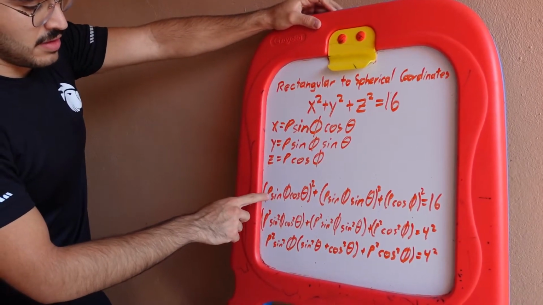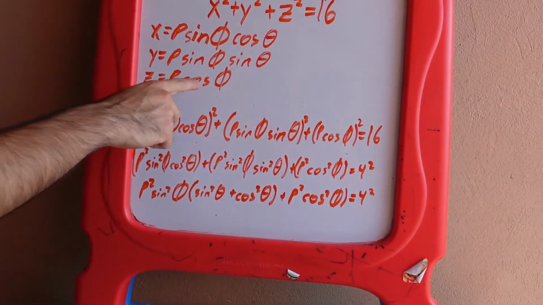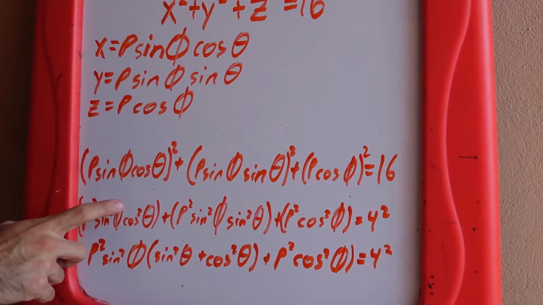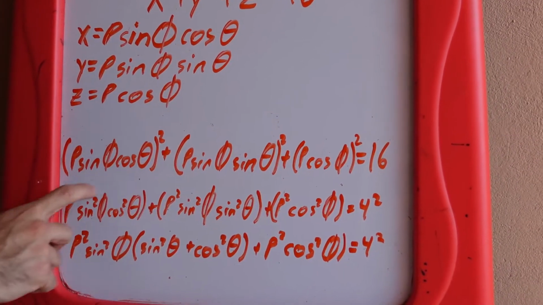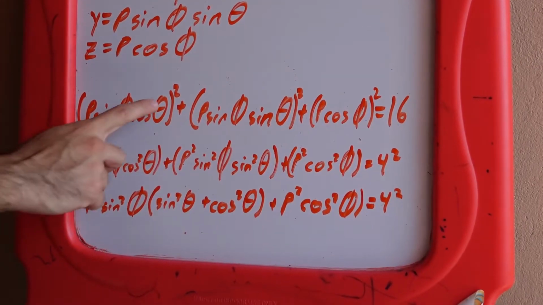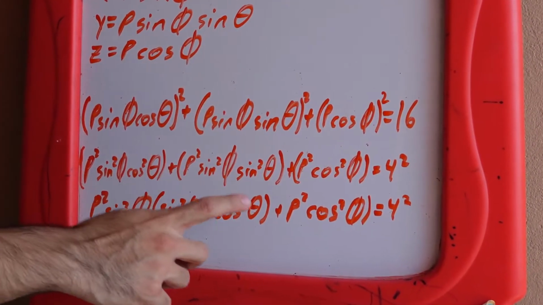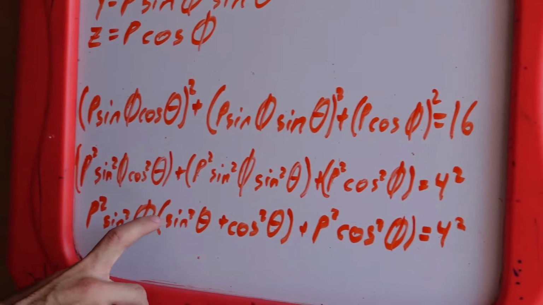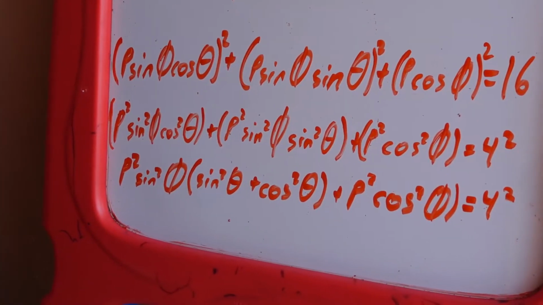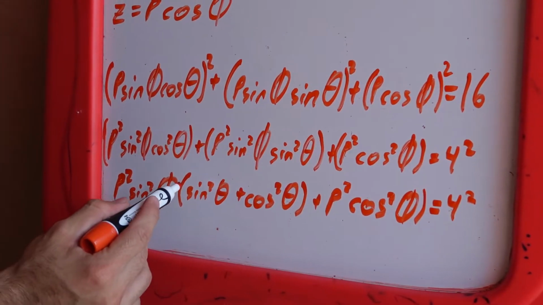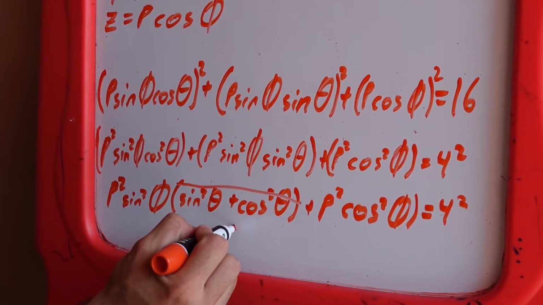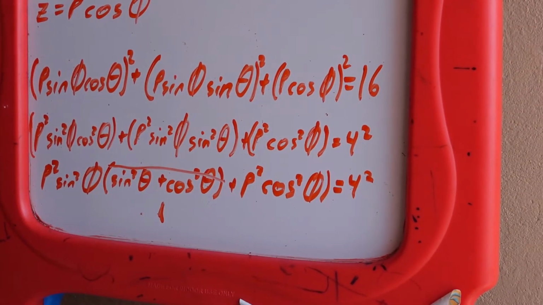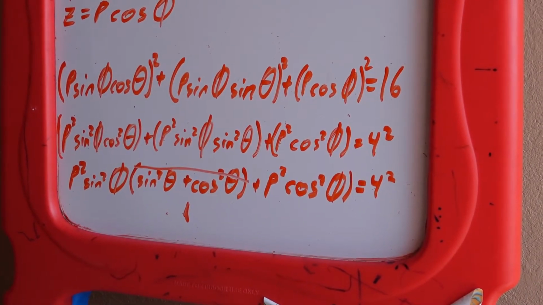As you can see, it's rho sine phi cosine theta squared, and we just put the values in the formula. Now we square all the values in there because it's x squared, and then we just factor it out. So rho squared sine squared phi is equal to sine squared plus cosine squared theta. In this case, this is an identity. That means that this is equal to 1. So we get rid of it. And then we are left with rho squared cosine squared phi equal 4 squared.